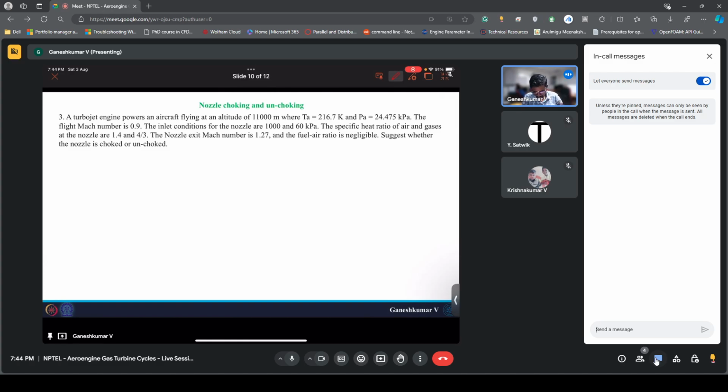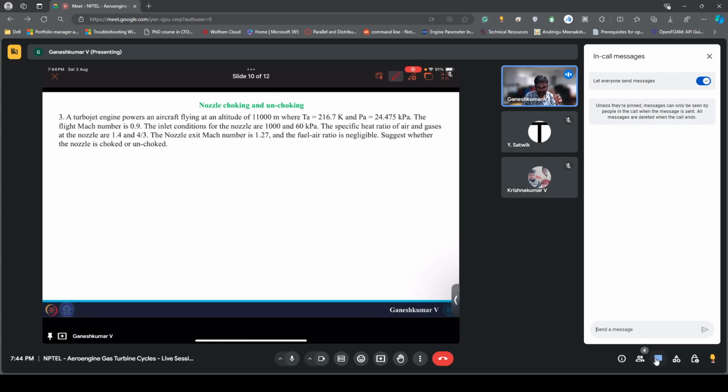Now let me move forward and finish the final question that we have here. So this is about the nozzle, as I said. The first question was about the inlet, the second about the combustion chamber, and the third question is about the nozzle, whether it is choked or not. That's what we need to find in this. That's what they are asking in this question, basically.